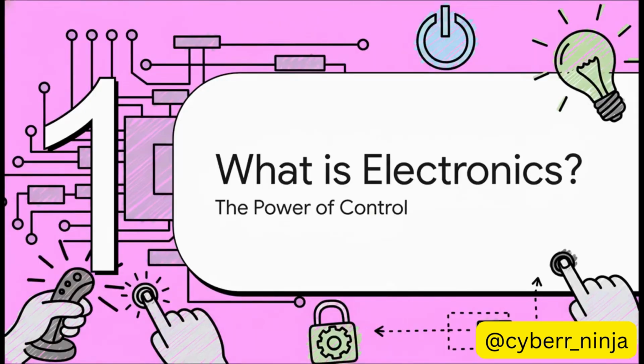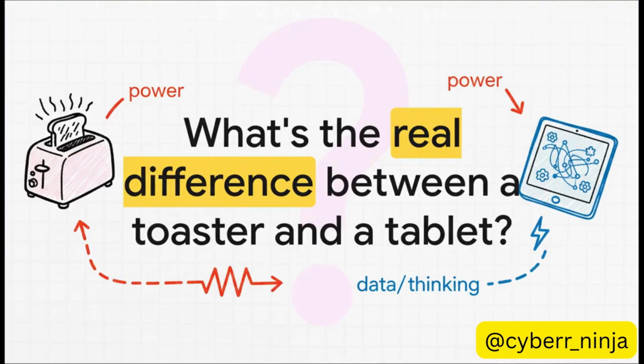All right, first up, what are we actually talking about when we say electronics? Well, the whole idea really comes down to one single powerful concept: control. I mean, think about it for a second. A toaster and a tablet both run on electricity, right? But a toaster just takes that raw power and makes things hot. That's its whole job. A tablet, though, a tablet thinks. It processes information, it connects to the internet. The real difference isn't the electricity, it's the absolutely insane level of control we have over it.